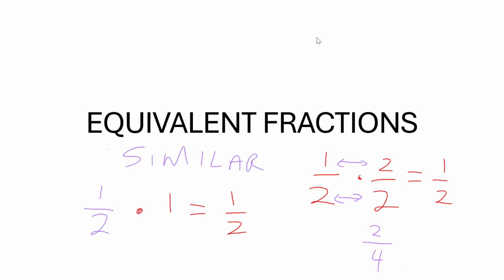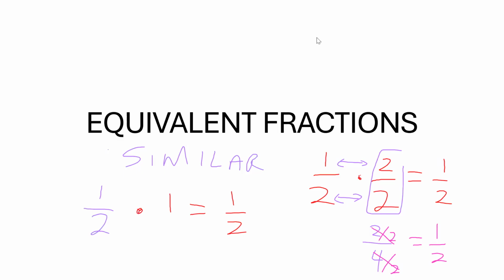Remember that we multiplied 1/2 by 2/2. Now, looking at the fraction 2/4, we are going to divide the top by 2 and divide the bottom by 2. 2 divided by 2 gives us a 1. 4 divided by 2 is a 2. Wow. So we multiplied 1/2 by 2/2, and then we divided 2/4 by 2 on top, 2 at the bottom, and that brings us back to 1/2.